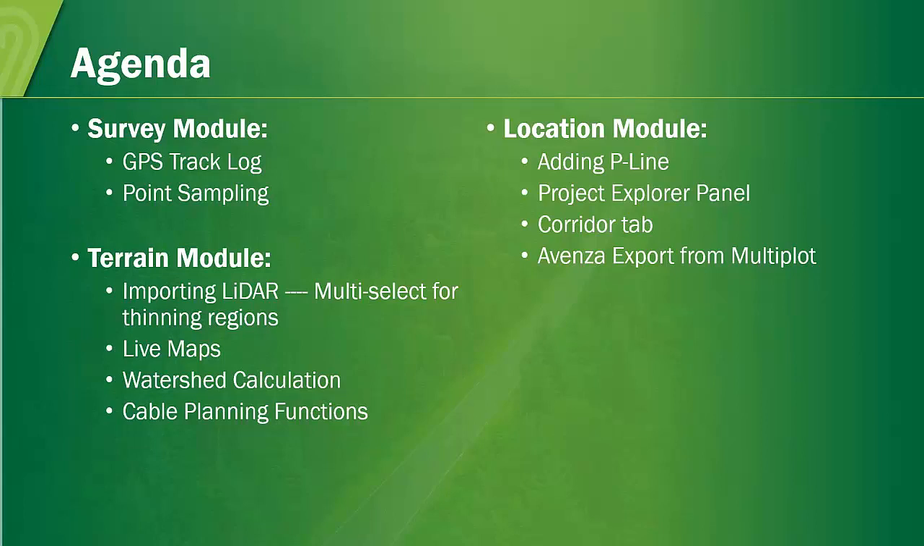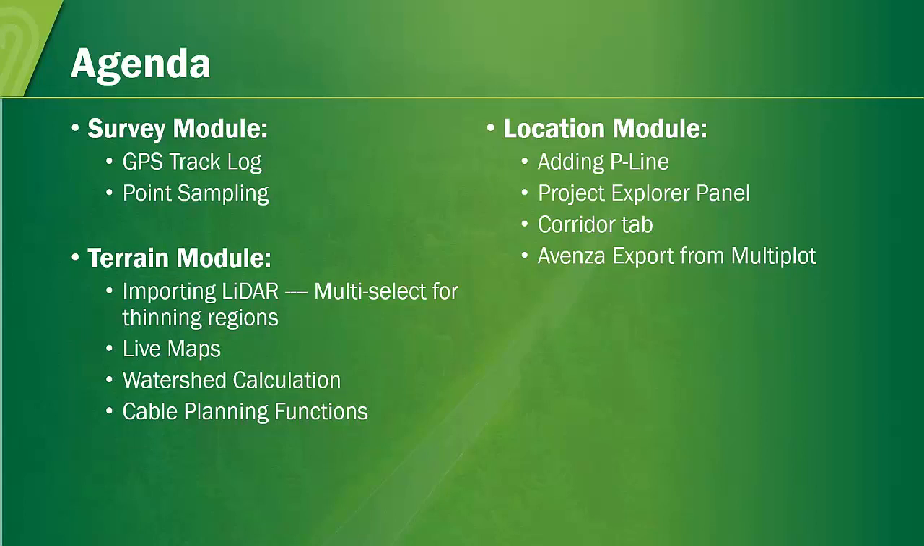We're going to be talking a little bit about live maps and how you can bring in background photos available from a couple different providers such as Google Maps. I think we've got Bing and another couple in there. Some watershed calculation functions that are available in version 9, and then we're just going to ever so briefly touch on cable planning functionality. We generally have dedicated full webinars to this because we did overhaul that significantly, but we're just going to touch on it briefly here today.